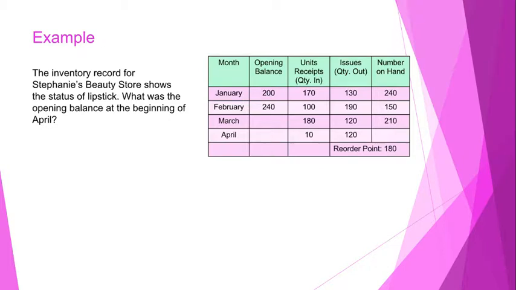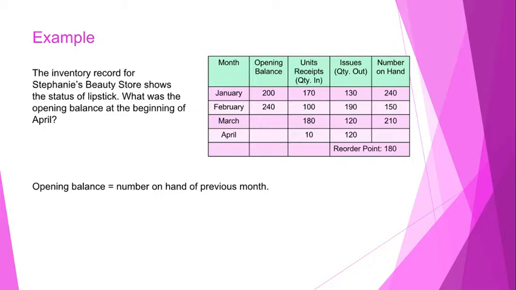The inventory record for Stephanie's beauty store shows the status of lipstick. What was the opening balance at the beginning of April? So we have the opening balance for January was 200 and the opening balance for February was 240. So we need to figure out how to get the rest of them. Our opening balance is the number on hand of the previous month. So we're looking for April's opening balance.